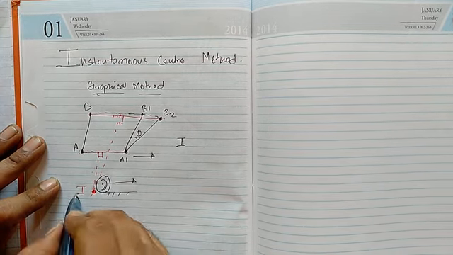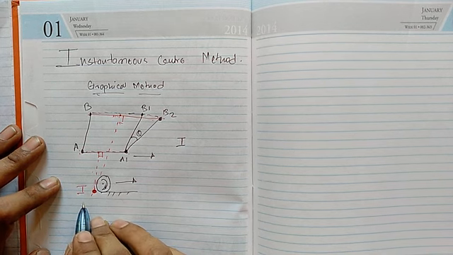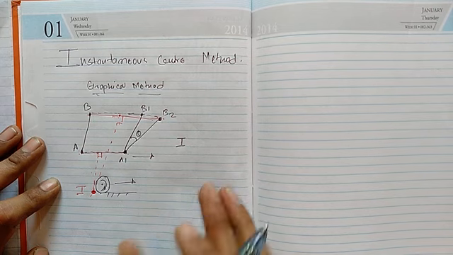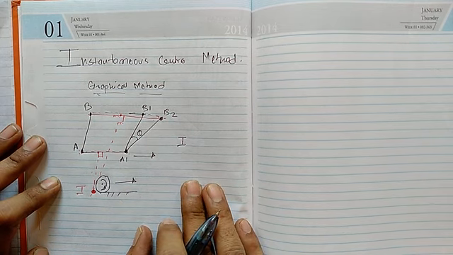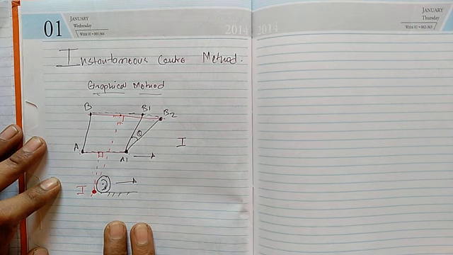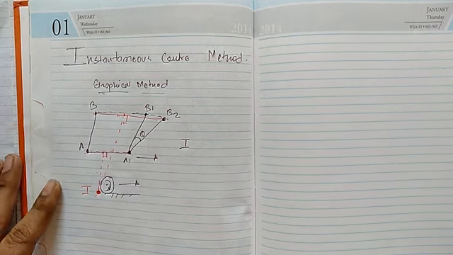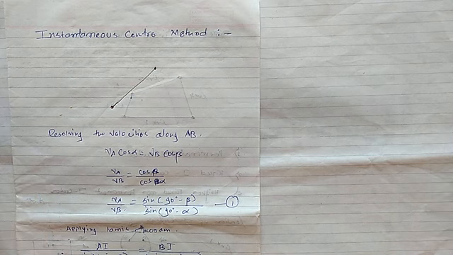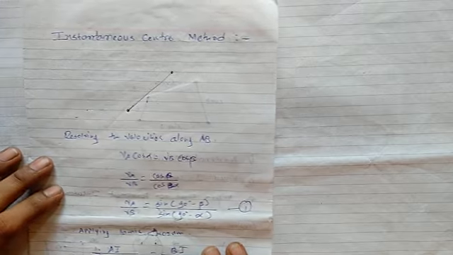Understood? The instantaneous center is the virtual or imaginary center which is useful to determine the velocity of a link or the velocity of points which lie on a link. Further, we are moving towards our main point, the instantaneous center method. We basically require some formulas for the instantaneous center method.